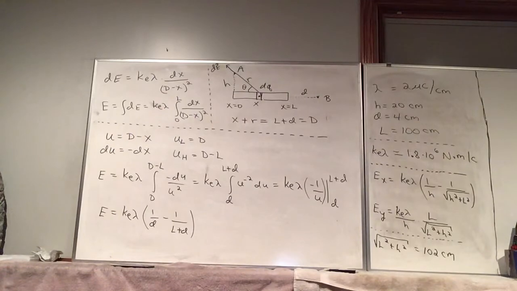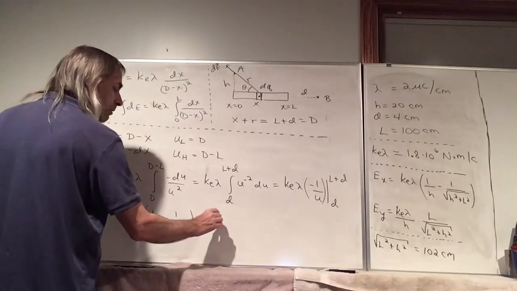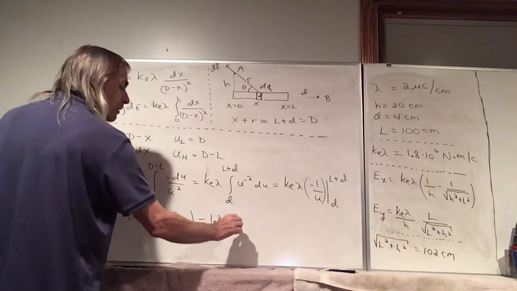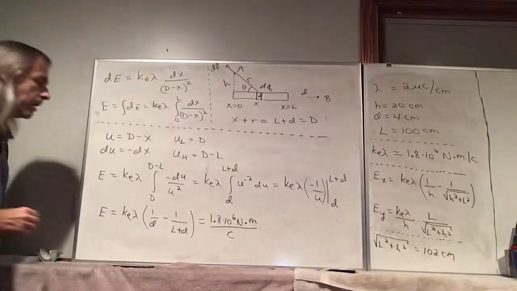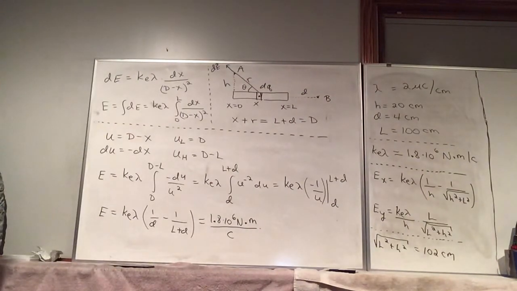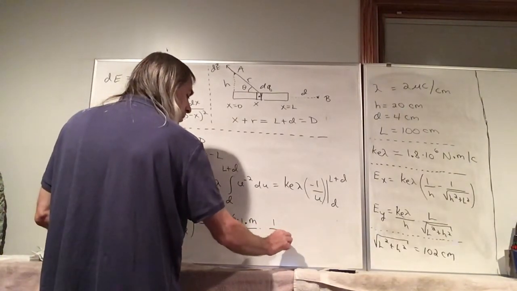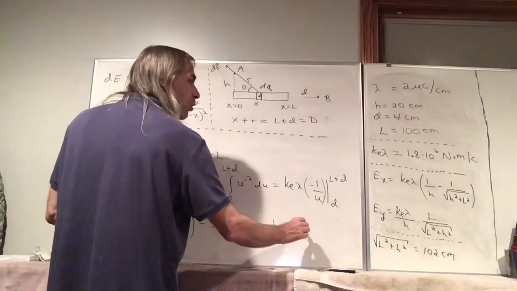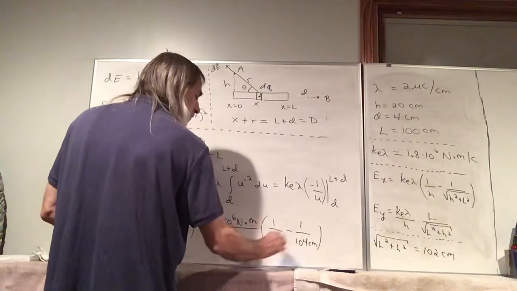All right, so then it's a matter of plugging in the numbers. We have Ke lambda, that was 1.8 times 10 to the 6 newton meters per coulomb. And then we could combine it into one fraction. Let's just say 1 over d is 1 over 4 centimeters, and then minus 1 over 104 centimeters.